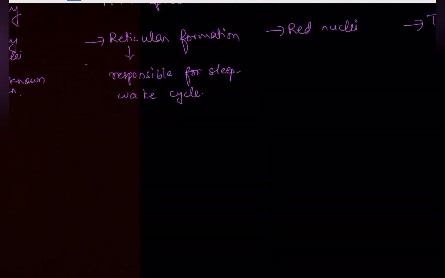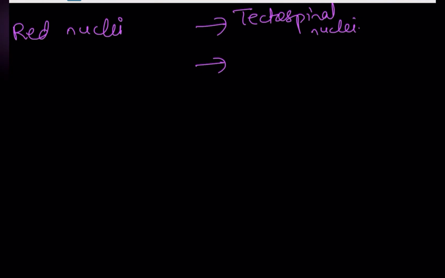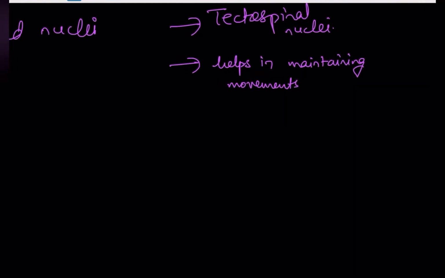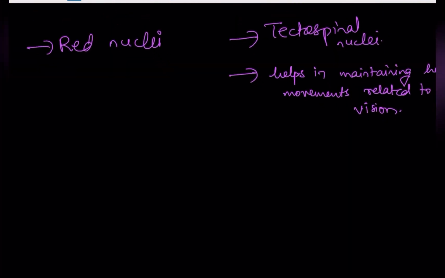Understood? Then let's do the tectospinal tract. It has the tectospinal nuclei. It helps in maintaining head movements related to vision. Remember this, it has some relation with the superior colliculi of the midbrain as well as the optic nerve. So that's why it helps in maintaining our head movements related to vision. That's all you need to remember with this.